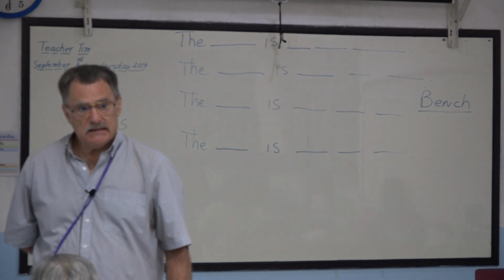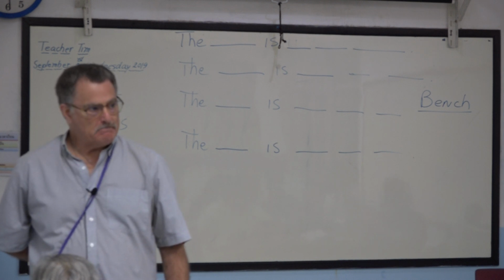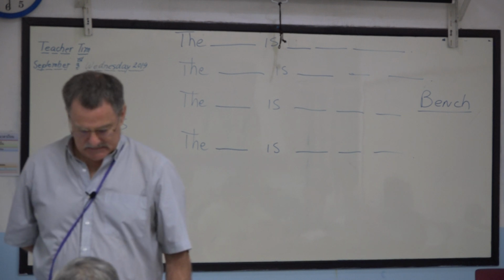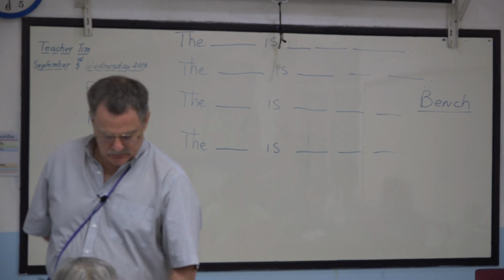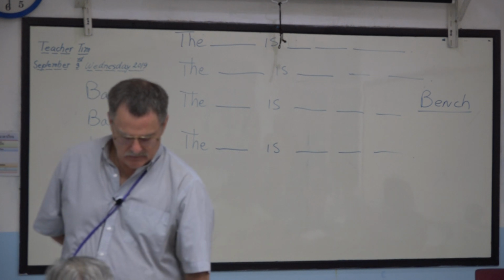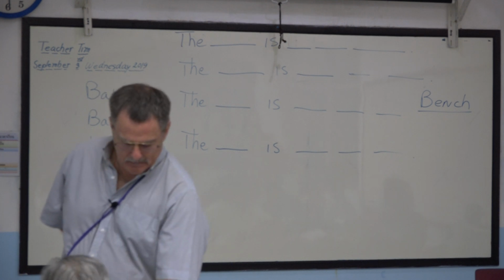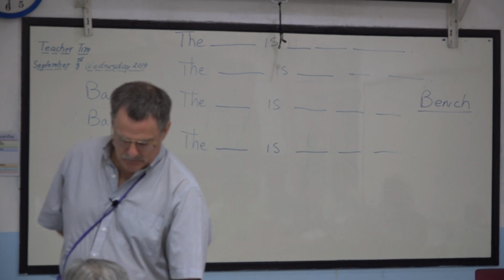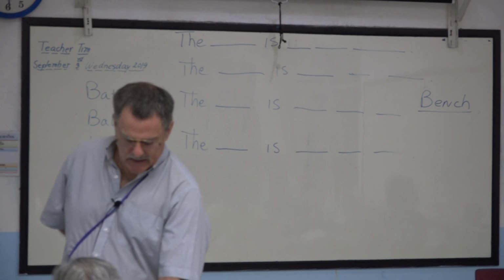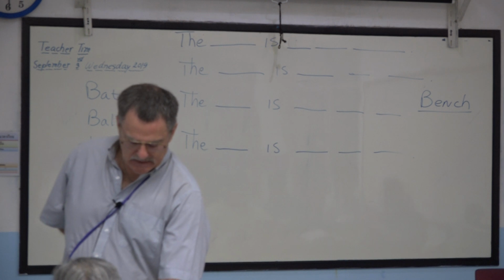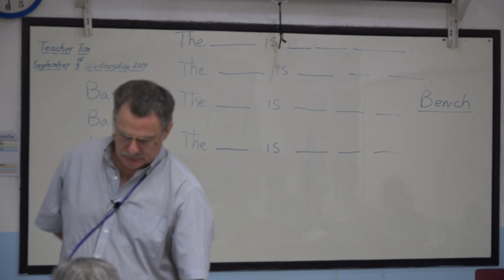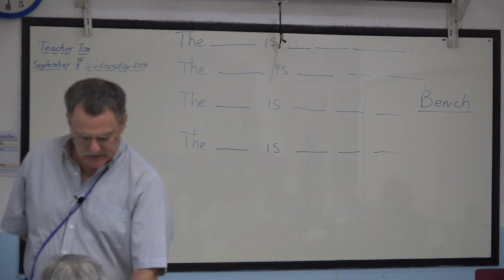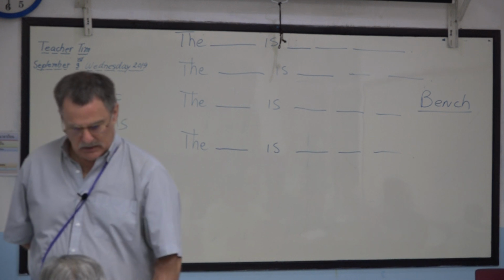And where did Andy put the bat? The bat is on the table. Okay. By baseball. Okay. Andy put the bat on the table by the baseball. Perfect. Very good. Okay.